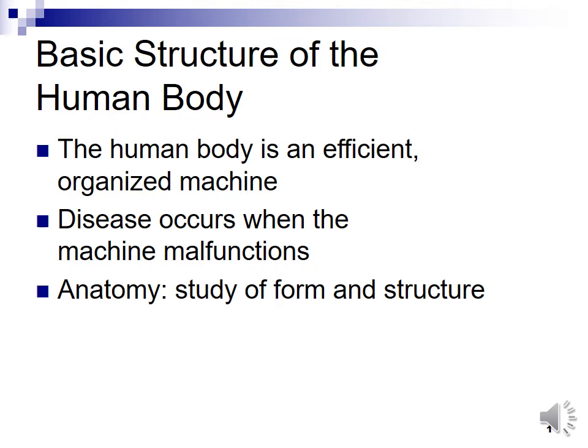Okay, so today we're going to be talking about the basic structure of the human body. We need to understand when we think about the human body that really we're very much like a machine, highly organized and with multiple systems within our body. When we think about our body and disease, what happens with disease is if something occurs in the human body where there's a malfunction, that really is a disease then.